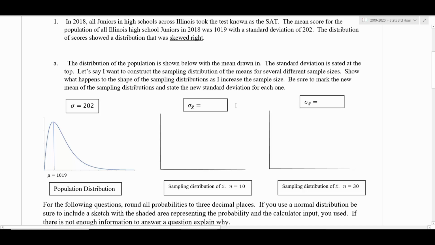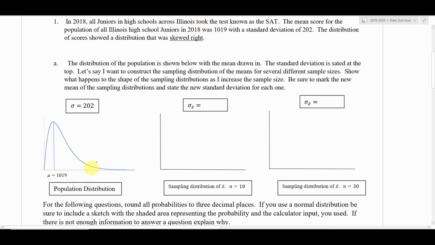So let's read through this one carefully. It says, in 2018, all juniors in high schools across Illinois took the test known as the SAT. The mean score for the population of all Illinois high school juniors in 2018 was 1,019 with a standard deviation of 202. The distribution of scores was skewed right. So what I did was I took all of that information and I put it down here.